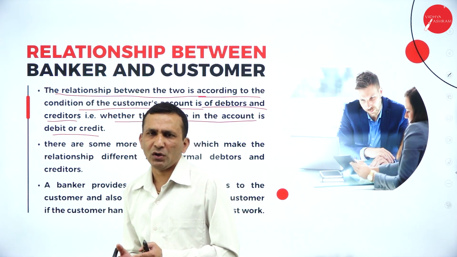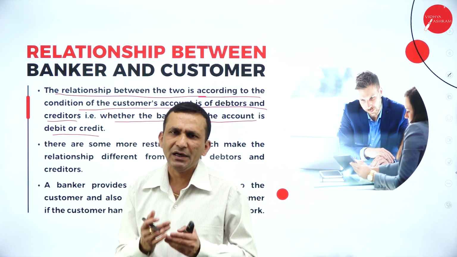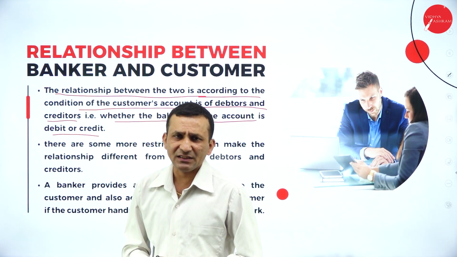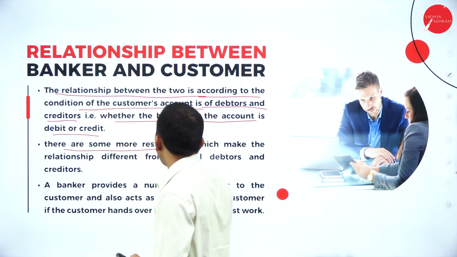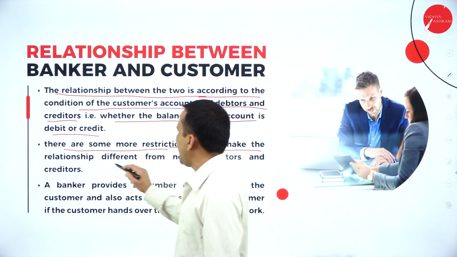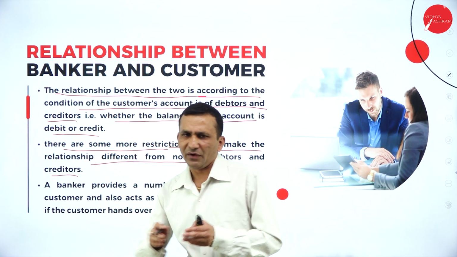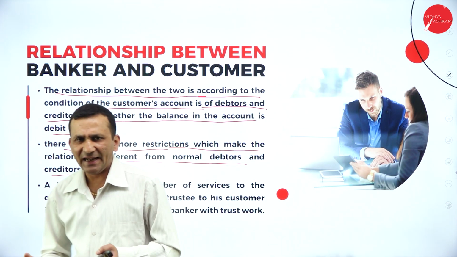Okay, at the time of a loan, the debtor will always be the bank. The bankers are providing a loan. At the time of opening an account, the customers are depositing their money into the bank, so they are called creditors. So there are some more restrictions which make the relationship different from the nominal debtor and creditor. We need to identify who is the nominal debtor and who is the nominal creditor.